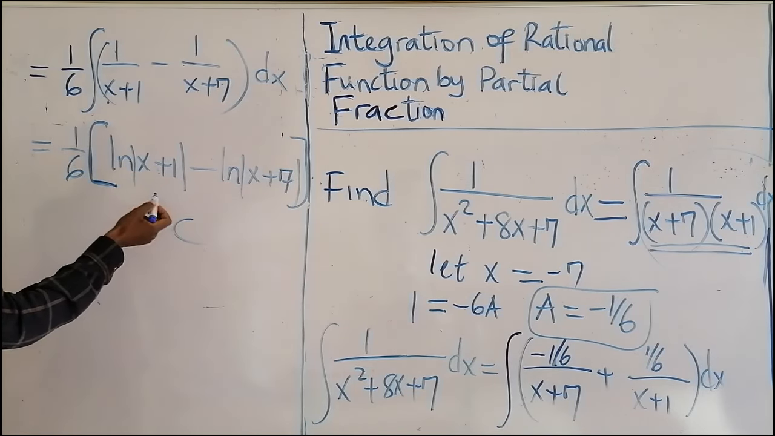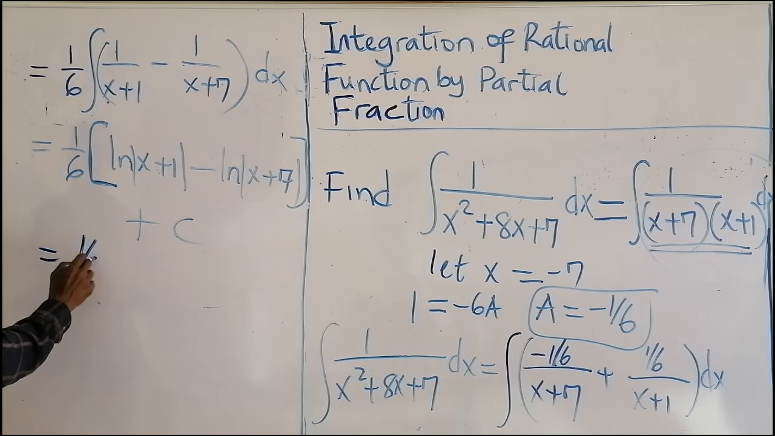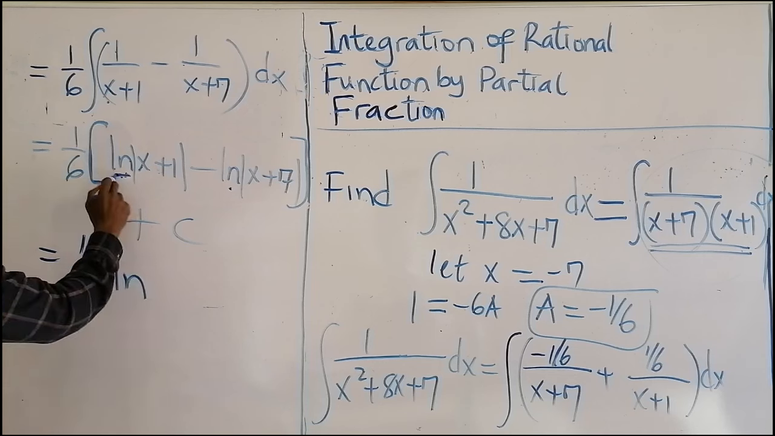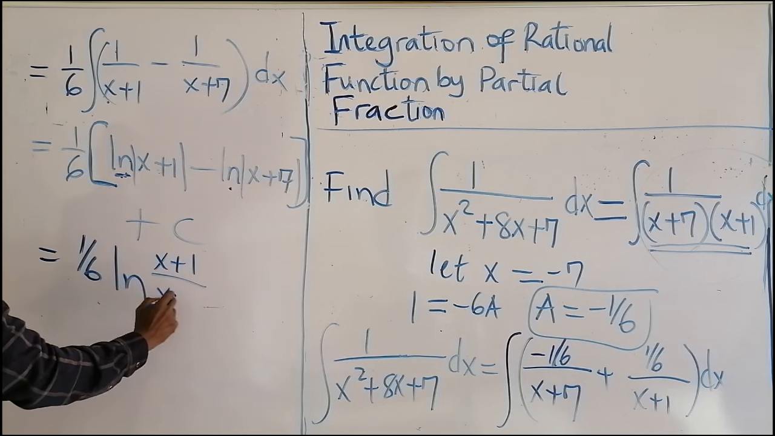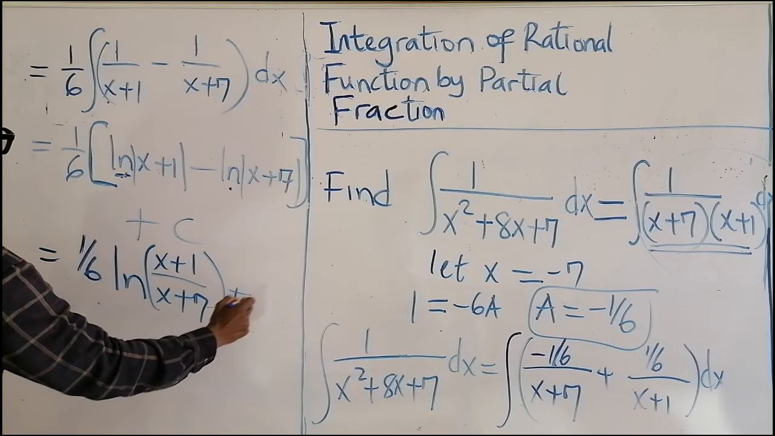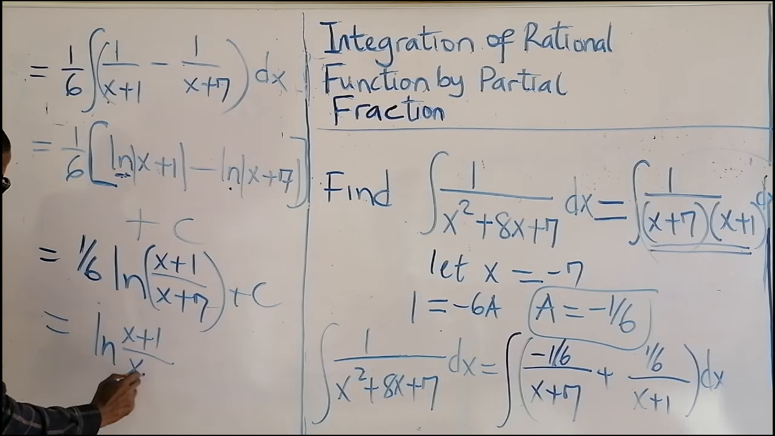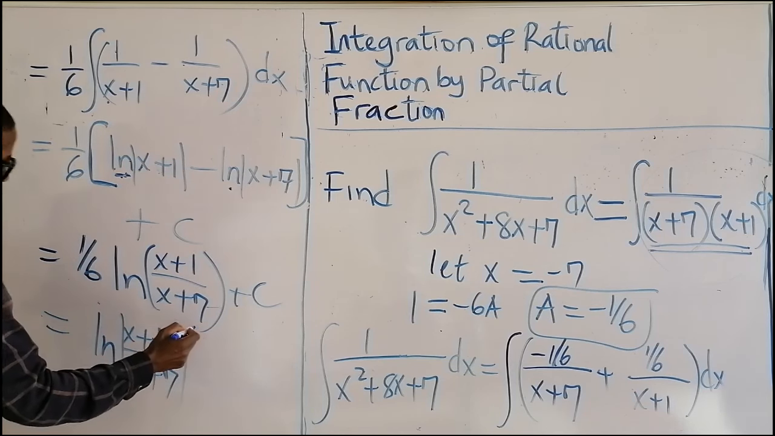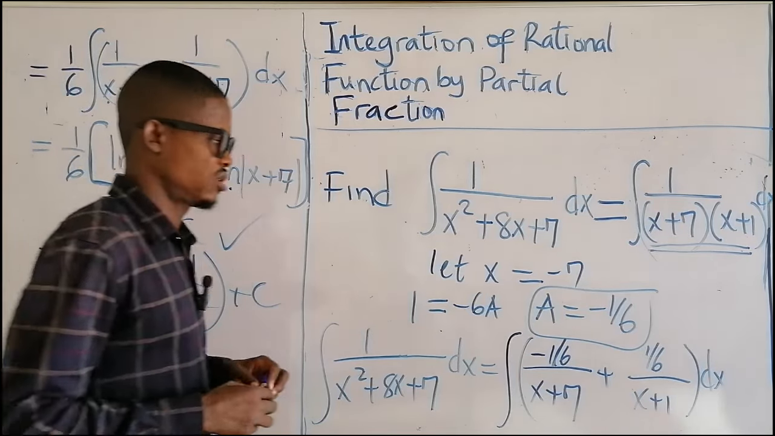The only thing we can do here is a little algebra. That will be 1 over 6 times ln, applying the logarithm rule, ln|(x plus 1) over (x plus 7)|, plus C. That is equal to ln|(x plus 1) over (x plus 7)|, and this 1 over 6 can come here, plus C. Actually, you can stop here, and that ends that question.